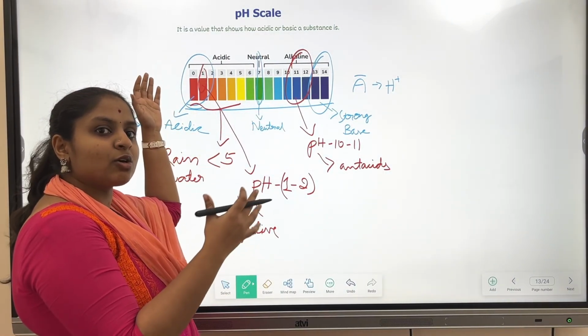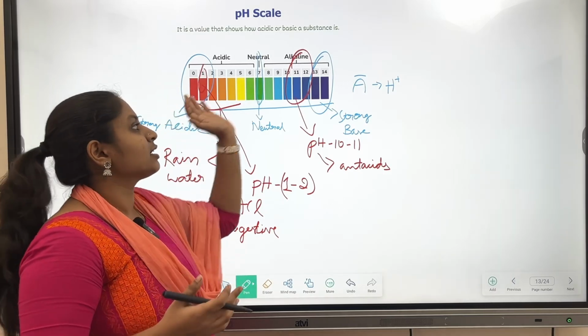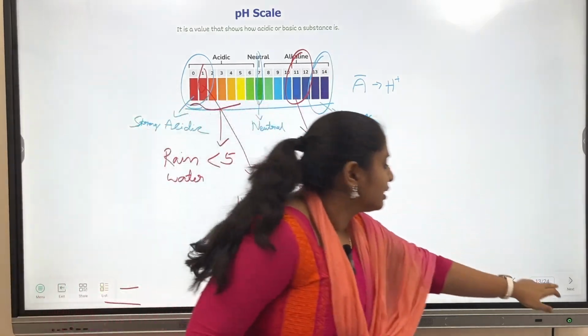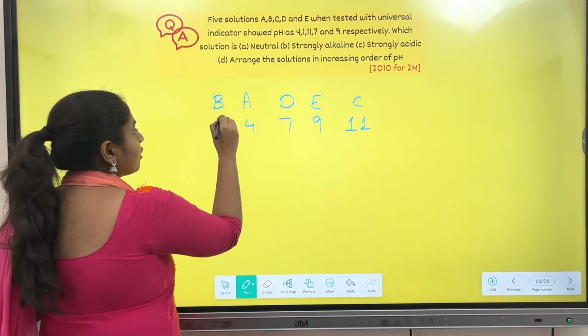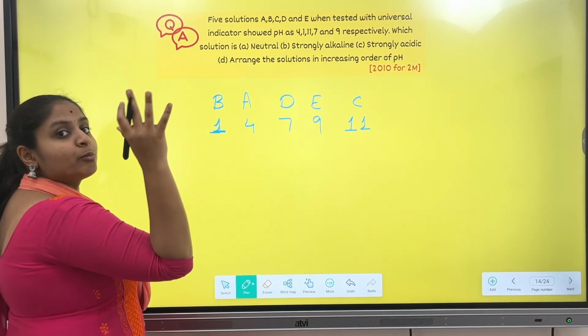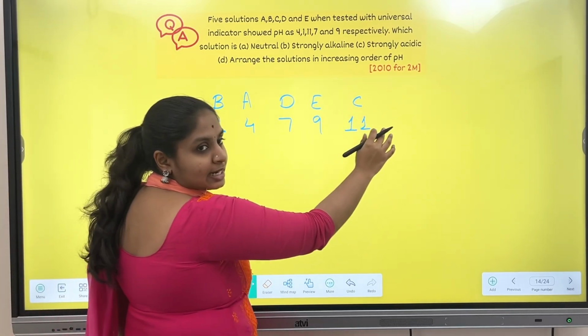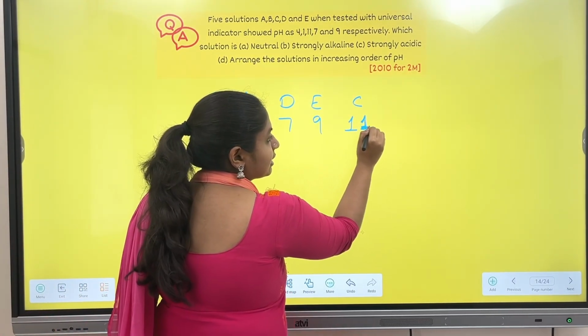So remember, like on the pH scale, the one on the leftmost side where the value is 0 or 1 is more acidic in nature. Moving to the right is more basic. The same rule applies here also. The one on the left-hand side, which has the least value, is more acidic in nature. The right-hand side is more basic in nature.